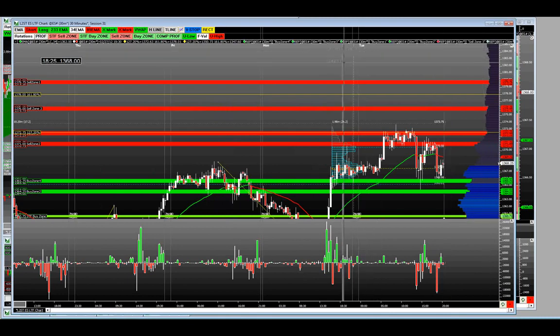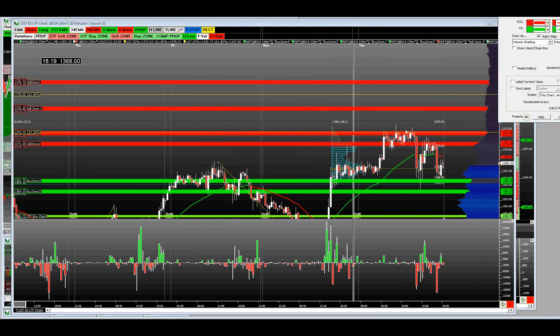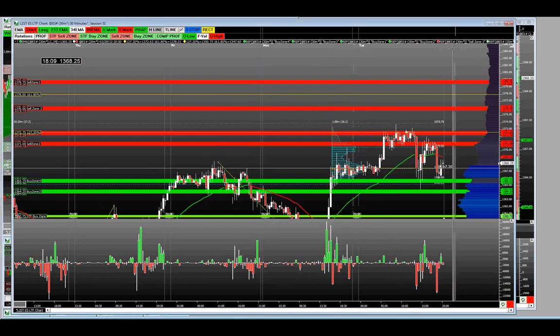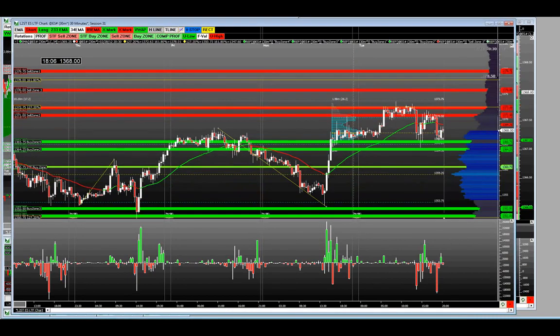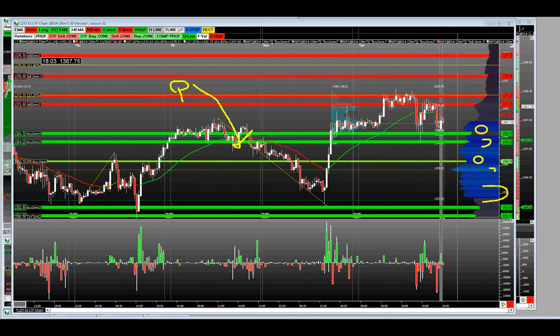This profile on the right-hand side is a composite profile that shows me a heat map profile, showing me all of the key acceptance and rejection areas since that time. Now I don't mark up the levels automatically here. What I do personally is highlight sell and buy levels before the market opens as a part of my pre-market analysis. Now that's a whole other story.